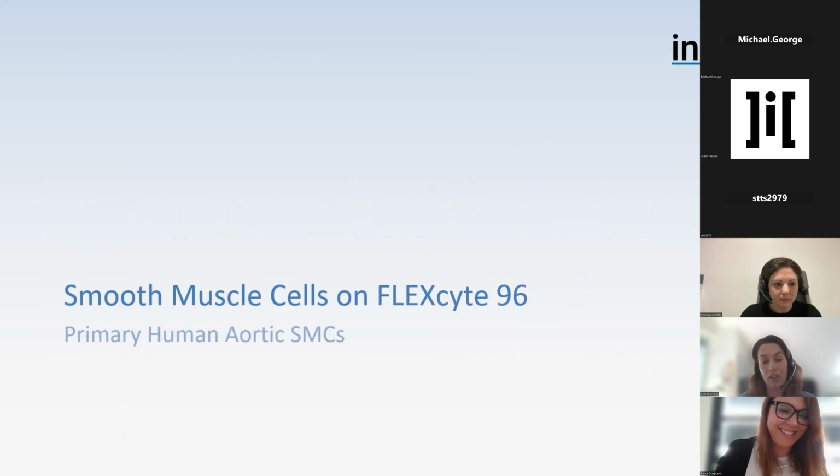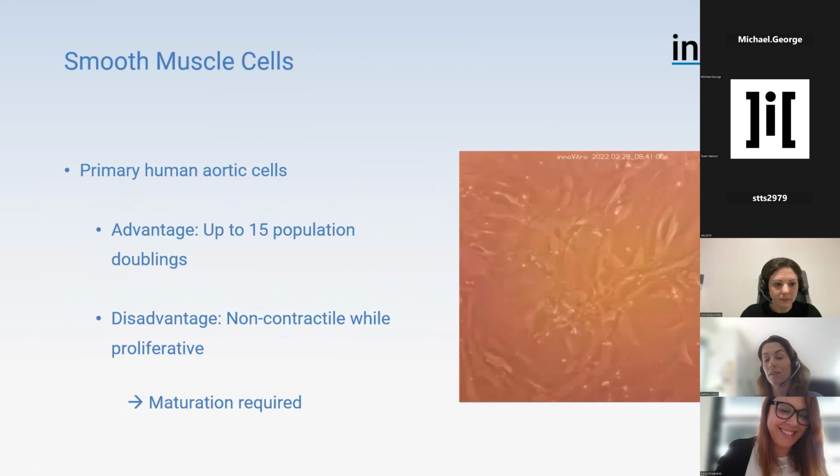Okay, leaving cardiomyocytes aside for a moment, we go to smooth muscle cells on the FLEXcyte 96. This is the next cell type we are evaluating right now, and these are the first few projects that we did for it. Because we don't want to go straight with commercial cells, we were using a primary human aortic cell line. The advantage is obviously that we can grow it in-house and have up to 15 population doublings. The disadvantage is that because they're proliferative, they're also kind of non-contractile, so we had to work on the maturation protocol first. And that's what we did.